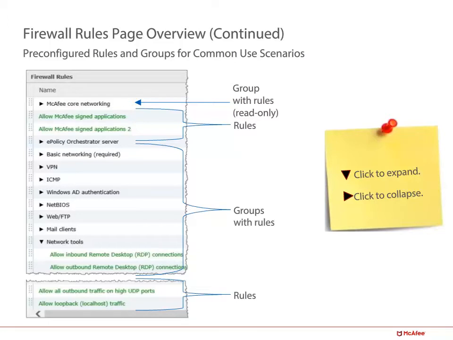so that you will always be able to communicate with the EPO server. You'll see some of them that we have that has to do with ePolicy Orchestrator server, some basic networking, and so on. Some of the rules that we have are automatically organized within the groups, and as you notice in this screen, some are not.